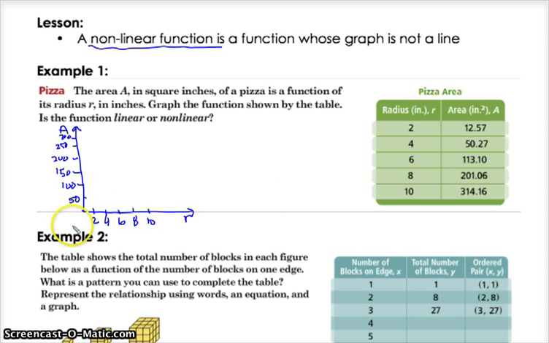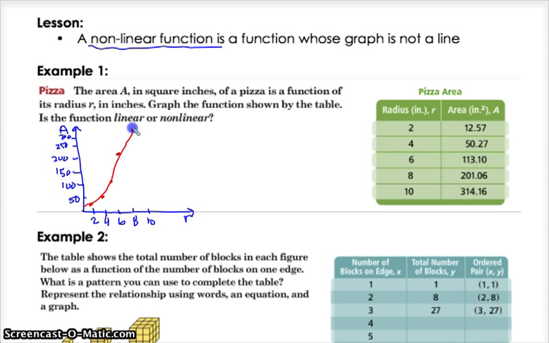When the radius is 2, I'm way down here at 12. When the radius is 4, I'm up here at 50. When the radius is 6, I'm up over 100. When the radius is 8, I'm up over 200 now. And when the radius is 10, I'm up in the 300s. So we can see that this starts off slow and then gets big very quickly.